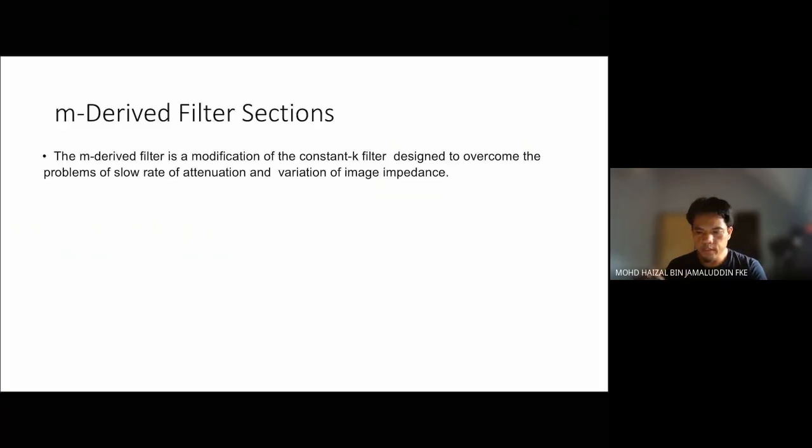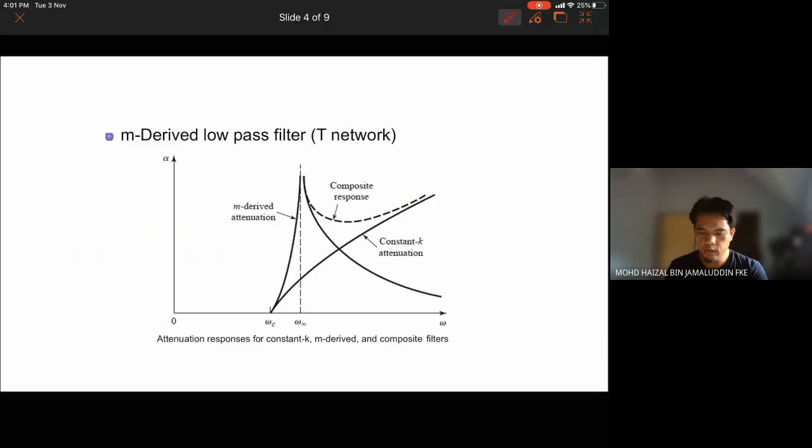If you can see the problem of constant K attenuation, it is basically two problems. One is the cutoff is not sharp, and the second one is the image impedance keeps on changing based on the frequency.